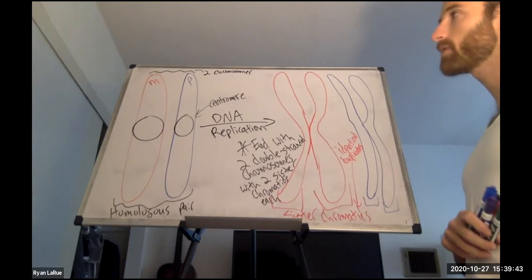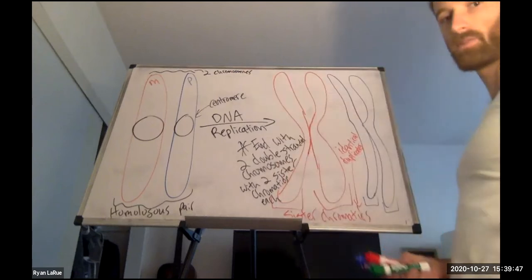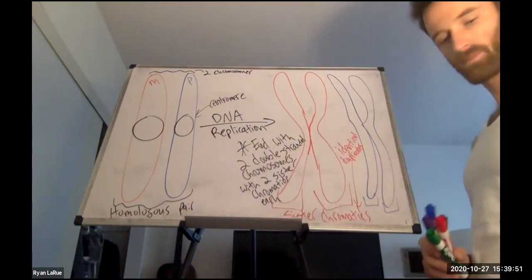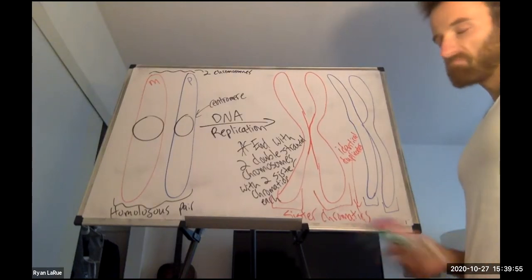So it's a bit of a trick question, a little weird, because we started with 2 chromosomes and we still end with 2 chromosomes. That's why I talk about this, because it can get tricky, right?